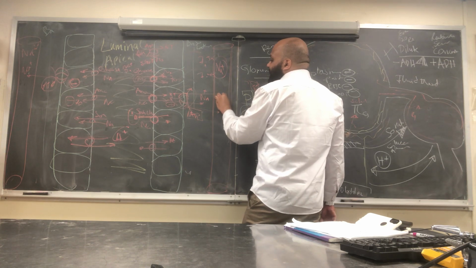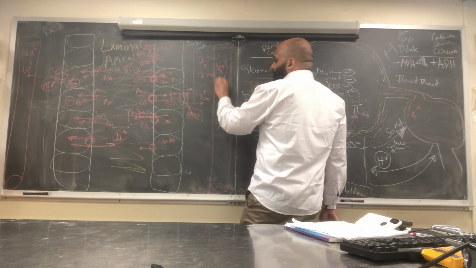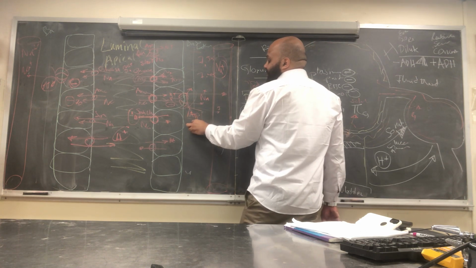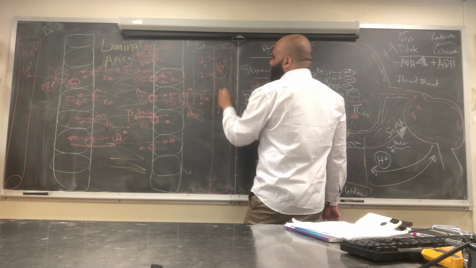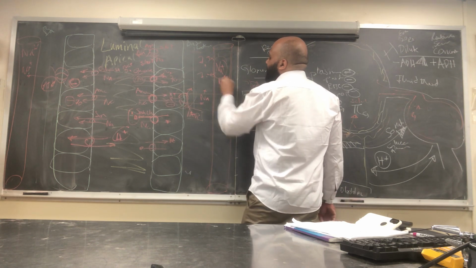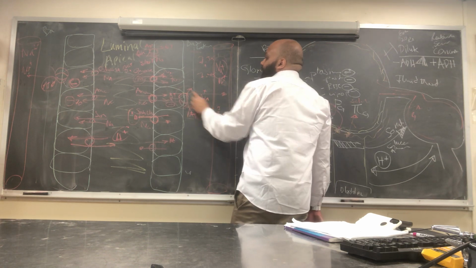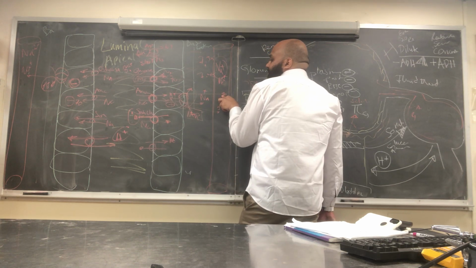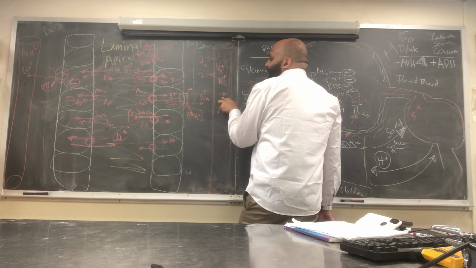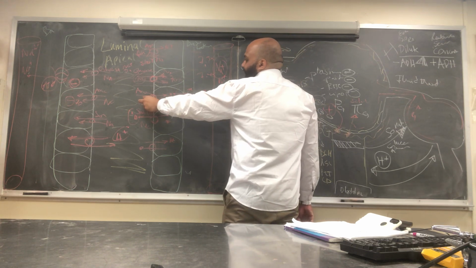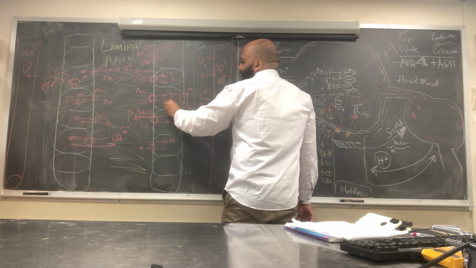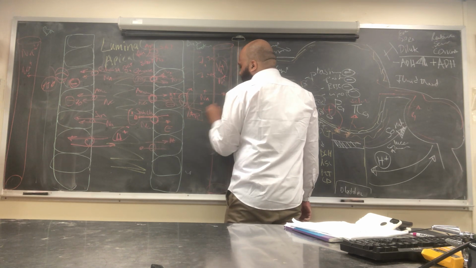When sodium has been moved out against the concentration gradient, that's why we use ATP, because it's not smooth. There's already a lot of sodium here. So in order to move it out, I'm going to need ATP. So all the sodium has moved out. And when all the sodium has moved out, we will see that there is a net negative because sodium is positive.